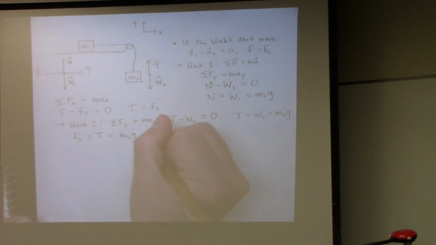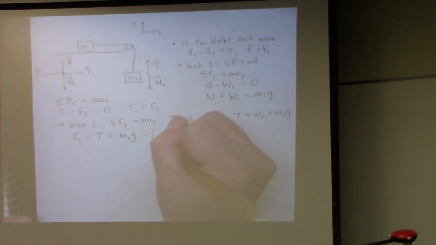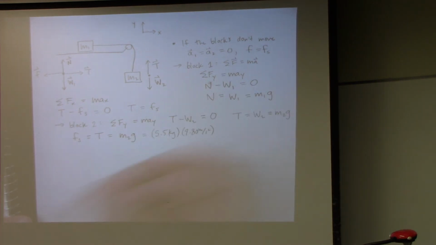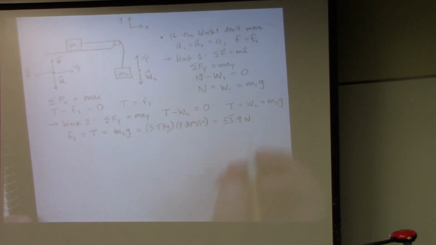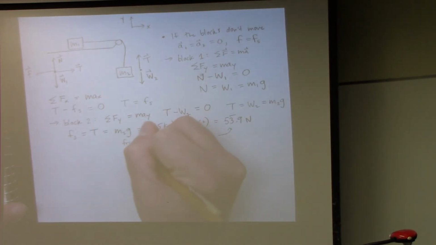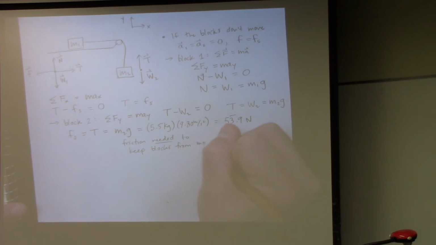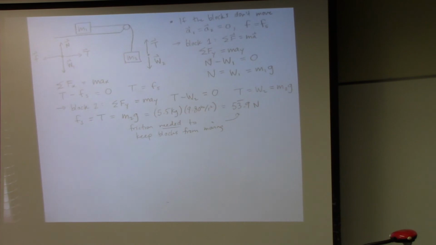So let's put a number to that. M2 was 5.5 kilograms. g is 9.8 meters per second squared. And this works out to 53.9 newtons. Okay, so here, let's just be clear about what this number is. This is friction needed to keep the block from moving. That's how much friction there would have to be to keep the blocks from moving.